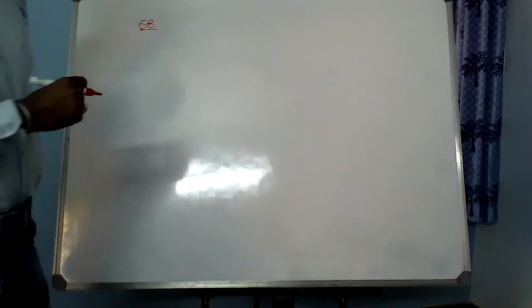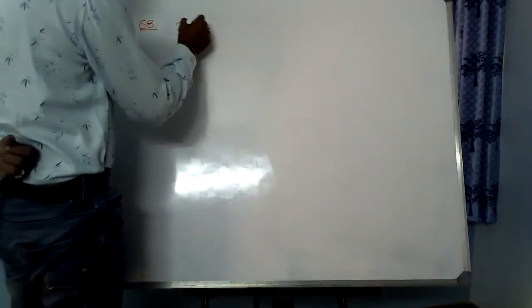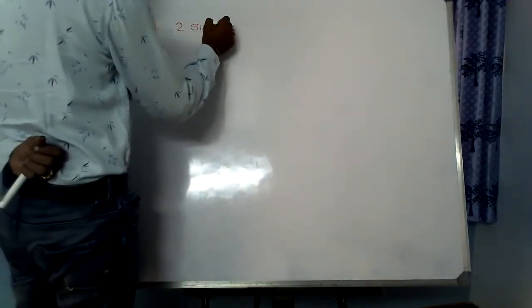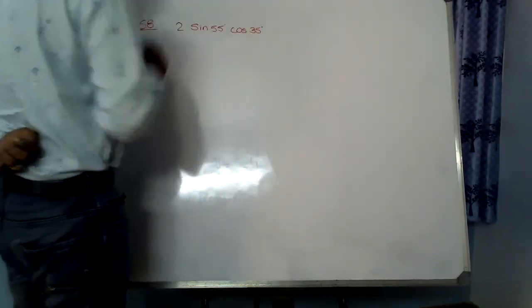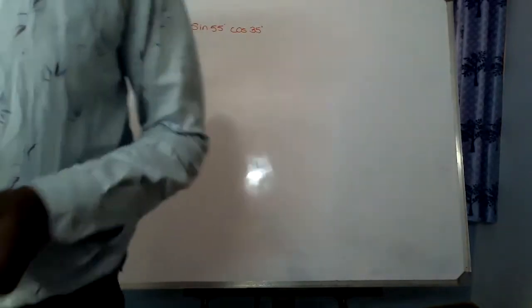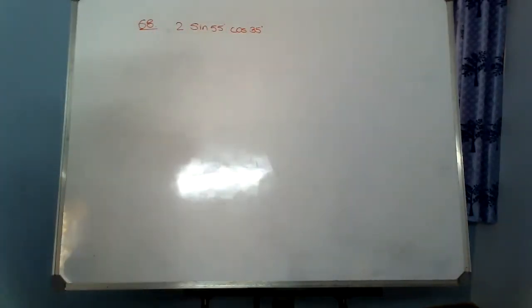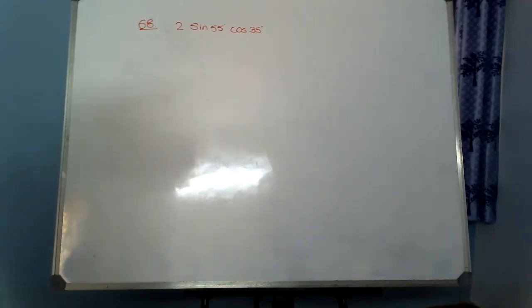The 68th question, if I see, what is it now? 2 sine 55 cos 35. Okay, so it is 2 sine 55 degrees into cos 35 degrees. Okay, so this is your question. Now, which formula shall we apply? In this question, we can apply the formula which I was applying in the last question.